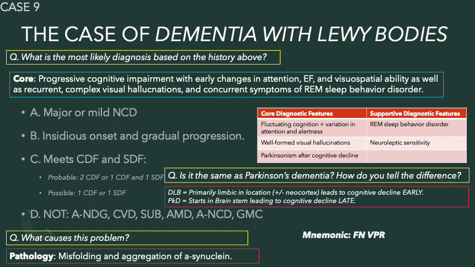The mnemonic to remember the core and supportive diagnostic features is FINE VAPOR, which stands for fluctuating cognition and variation in attention and alertness, neuroleptic sensitivity, visual hallucinations, Parkinsonism after cognitive decline, and REM sleep behavior disorder.